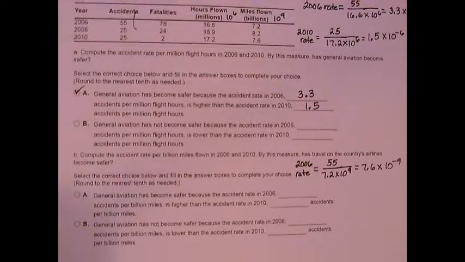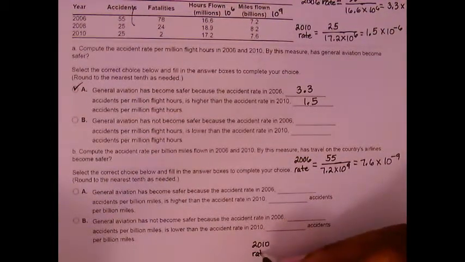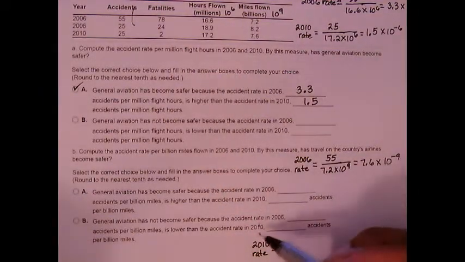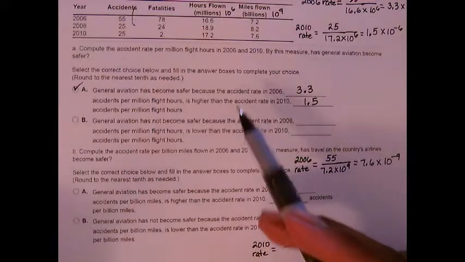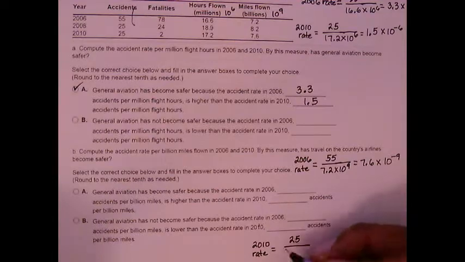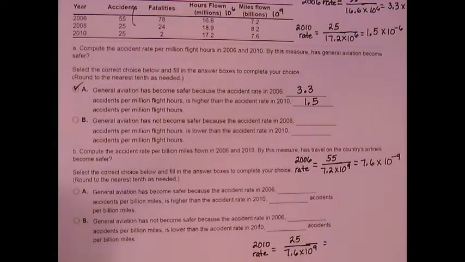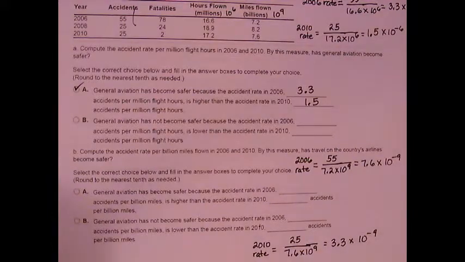Okay, now for the 2010 rate. I'm going to have to do this at the bottom. Here, the 2010 rate, the number of accidents is 25, divided by the miles flown in 2010, that's 7.6 times 10 to the 9th. Now if I do 25 divided by 17.2, I'm going to end up with approximately 3.3, and that's going to be multiplied by 10 to the negative 9.